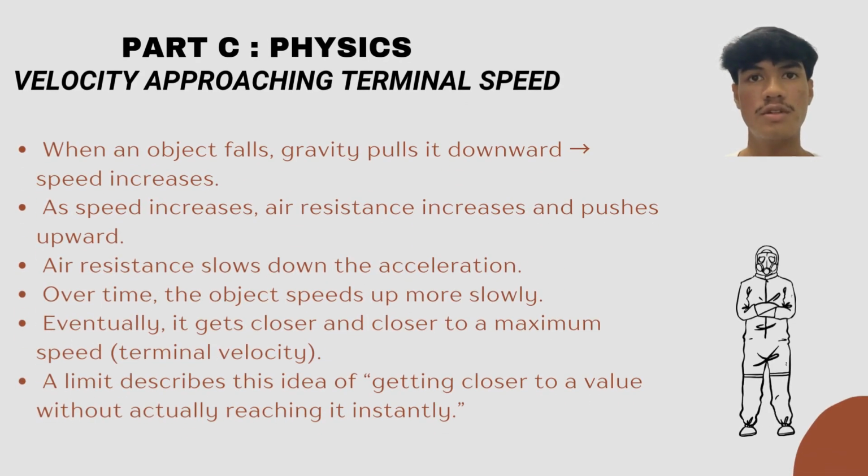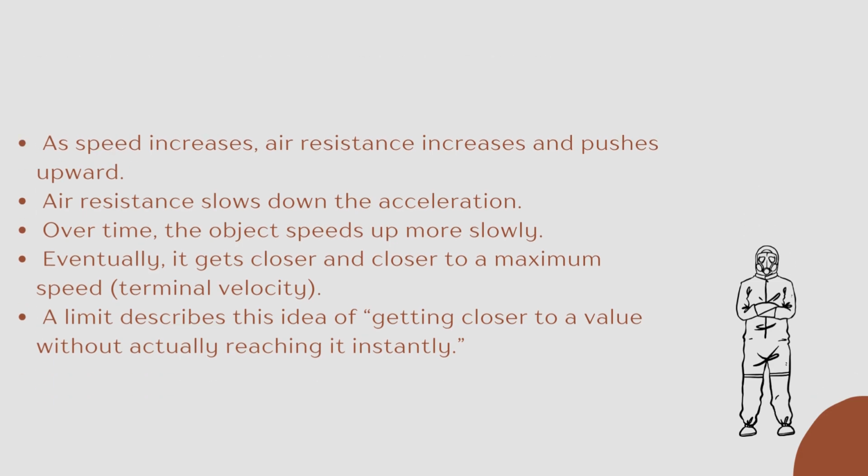Part C. Physics: velocity approaching terminal speed. When an object falls, gravity pulls it downward, so the speed increases. As the speed increases, air resistance also increases and pushes upward. This air resistance reduces the acceleration, so the object speeds up more slowly over time. Eventually, the object gets closer and closer to a maximum speed called terminal velocity. In calculus, a limit helps describe how the speed approaches this value.